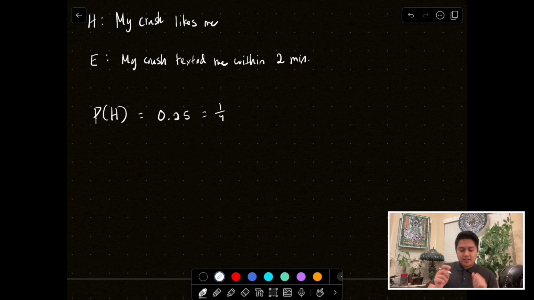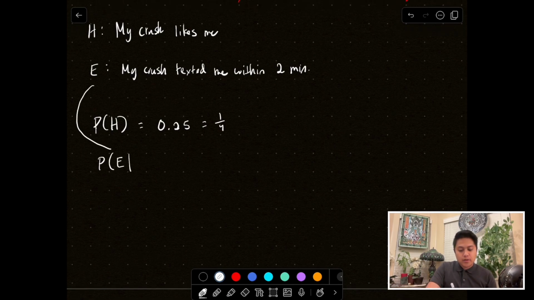Okay, next, let's think about the probability of seeing the fact that they would text you within 2 minutes, given that they like you. So the hypothesis is true. They like you. What is the probability they would text you back within 2 minutes? I have no idea. But assuming if you liked someone, you'd probably want to respond to them sooner, right? I mean, that's just sort of my way of thinking about it. If you express liking someone in another way, leave it in the comment section below.